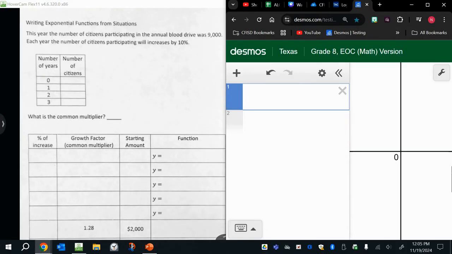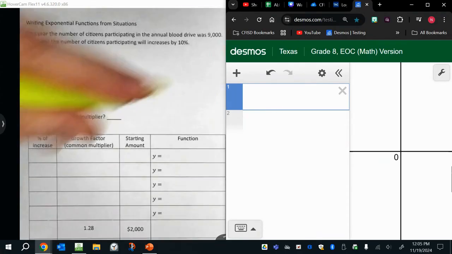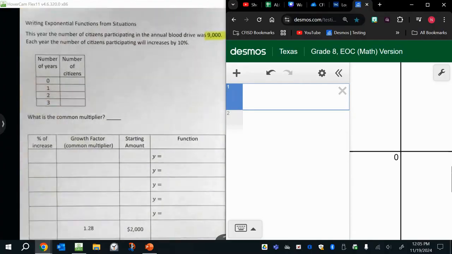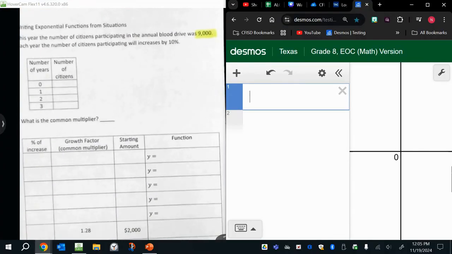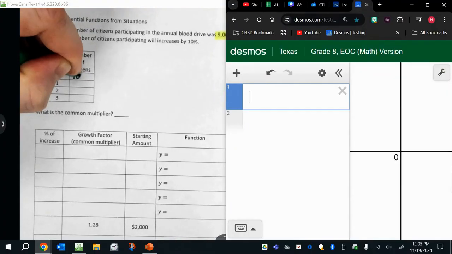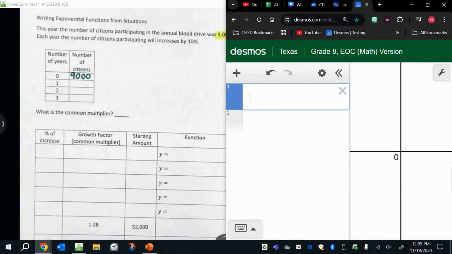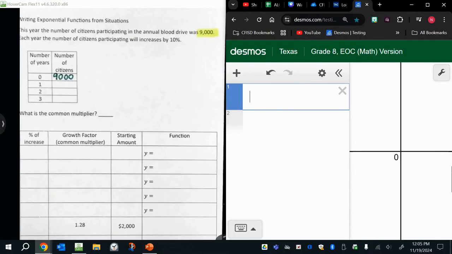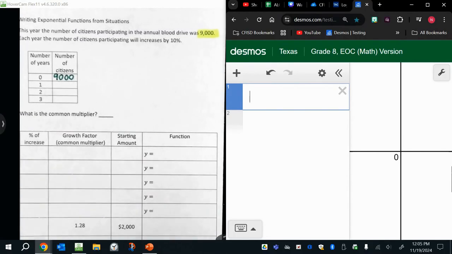This year, the number of citizens participating in the annual blood drive was 9,000. Each year, the number of citizens participating will increase by 10%.